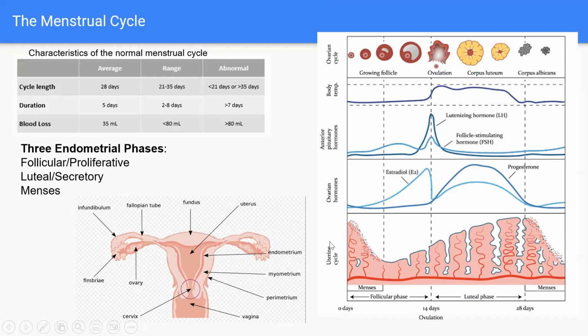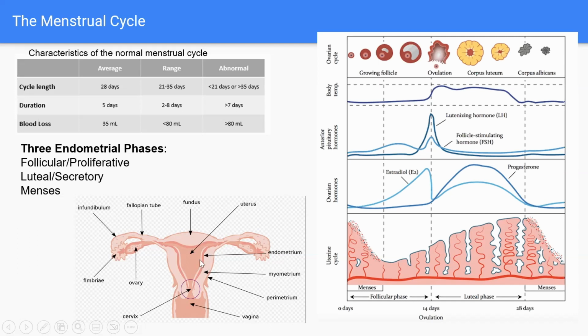The reason that we bleed when we have menses is because the endometrial lining is what is undergoing changes during the menstrual cycle. So if we look here, this is the uterus. Here we've got our two ovaries, and the inside of the uterus. This will be the opening here. We have the cervix. The vagina leads into the cervix, and the cervix leads into the uterus.